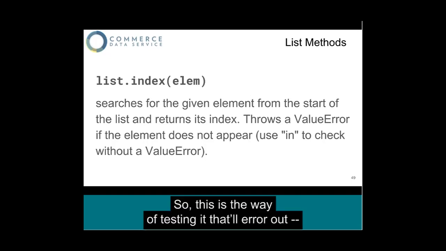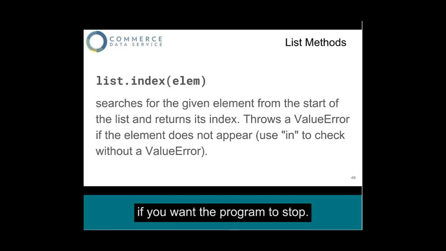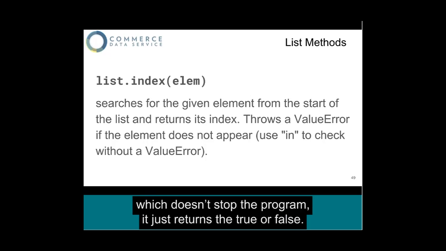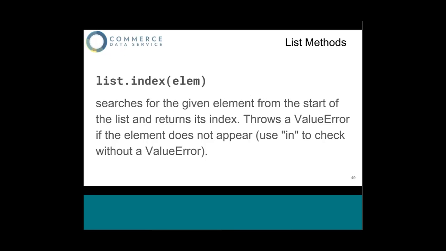So this is a way of testing it that'll error out. It'll stop the program if it's not in there, if you want the program to stop. Another way we showed before is you can use in, which doesn't stop the program. It just returns a true or false. It doesn't give you the actual index number. This does.